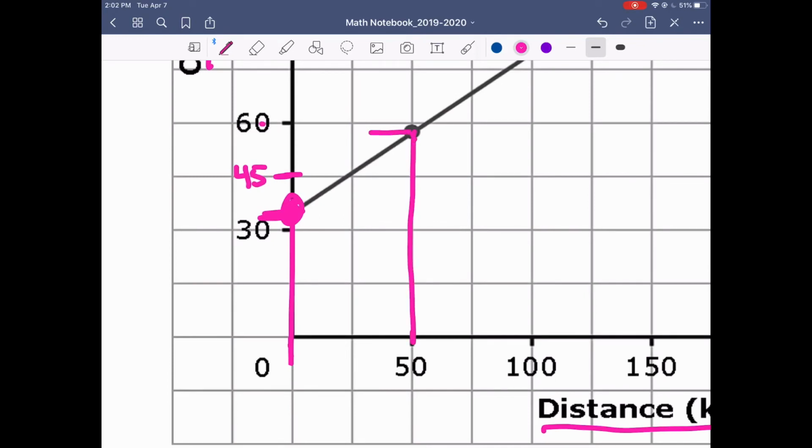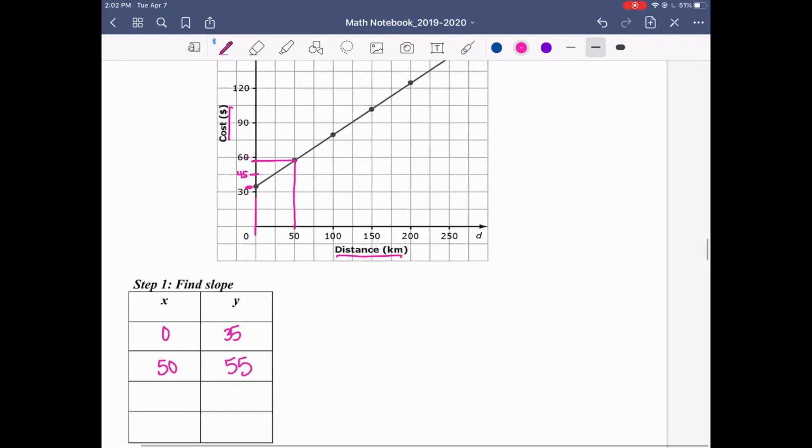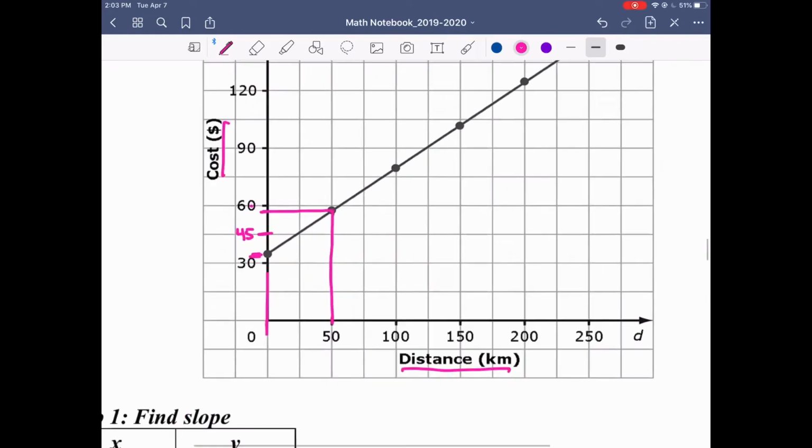and then y is maybe around, if we say that this one was 35, which is just a little above 30, then this one is probably 55, which is just below 60. So when x is 50, when the distance is 50, the y is 55. And then you can keep going. You can keep adding if you'd like.